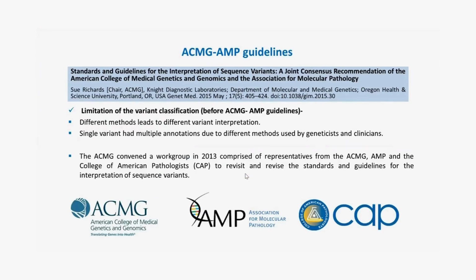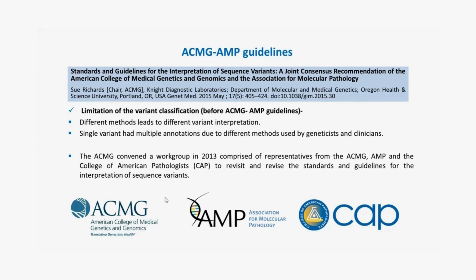Actually, before ACMG-AMP guidelines were provided, there was a lot of confusion about variant annotation. Meaning a single variant had multiple annotations. Why? Because different geneticists or clinicians were using different methods to interpret the same variant. Some were using case control studies, others were using annotated databases or segregation studies, population databases, computational methods, etc. So these different methods lead to different annotations.